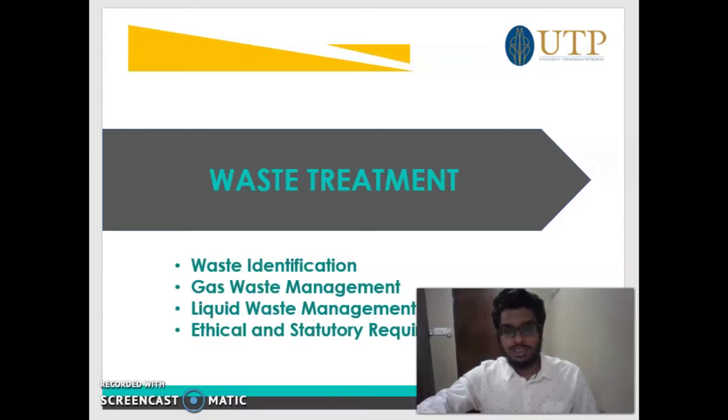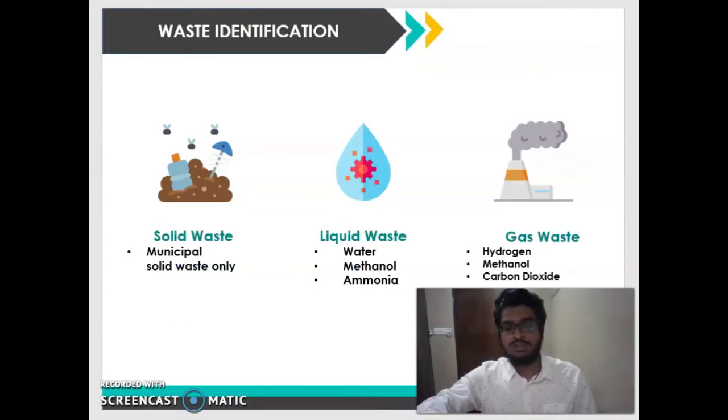The topic that I'm going to discuss is about waste treatment. There's actually 3 types of waste, which is solid waste, liquid waste, and gas waste. In this project, there's no solid waste except for the municipal solid waste, which is at non-process area. Next is liquid waste, water, methanol, and ammonia. And for gas waste, we have hydrogen, methanol, and carbon dioxide.